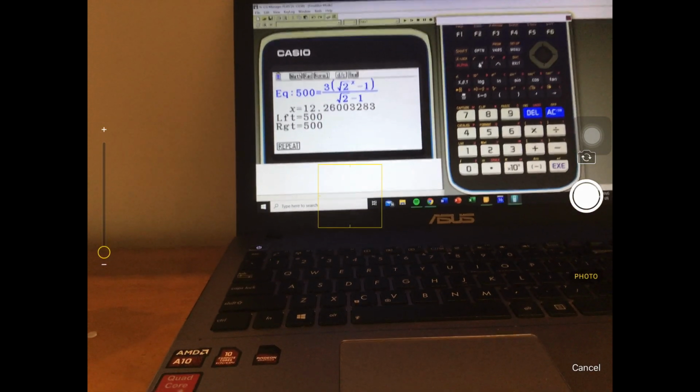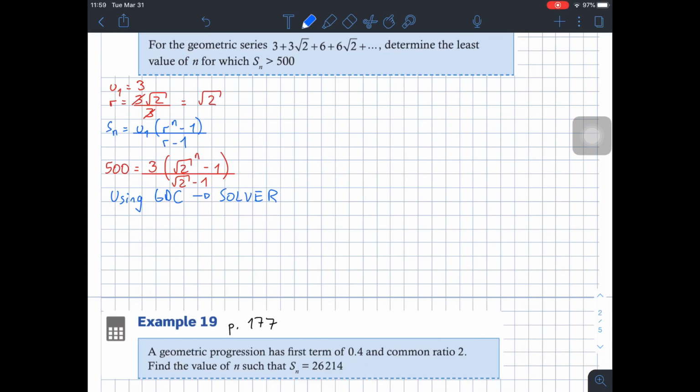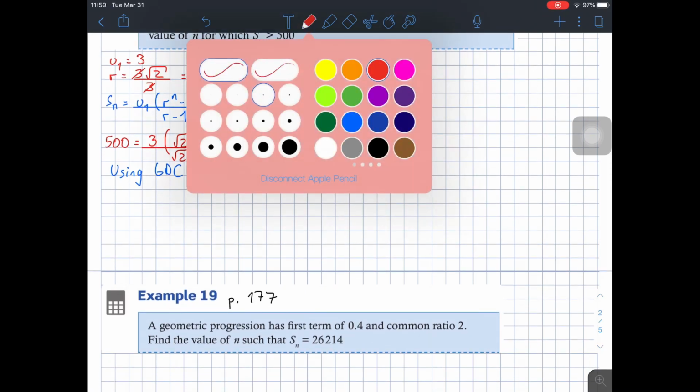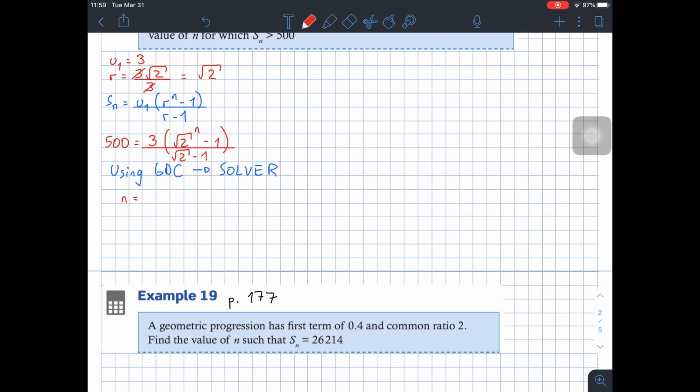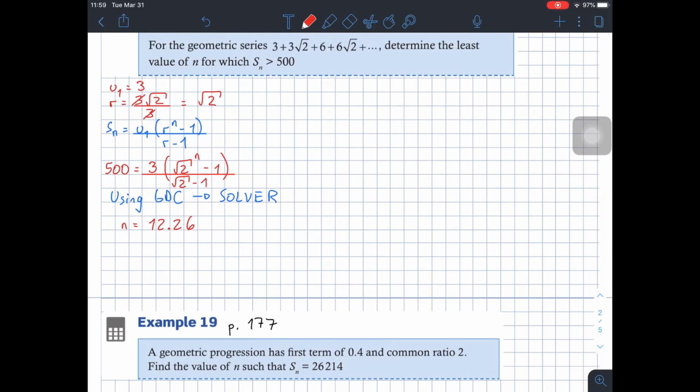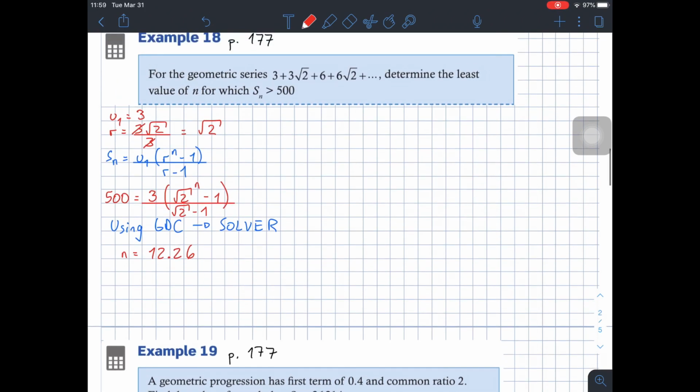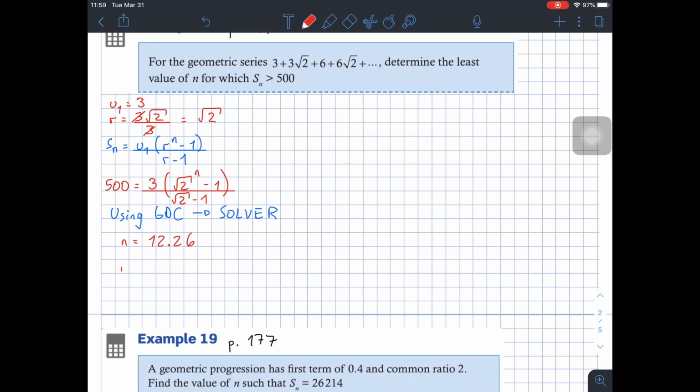So if we go back, we get that n equals 12.26. But remember that n can never be a decimal number. So we need to round this number where? To 12 or to 13? If we want the sum to be greater than 500, then we need to round up. So n would actually be 13, and this is the result.